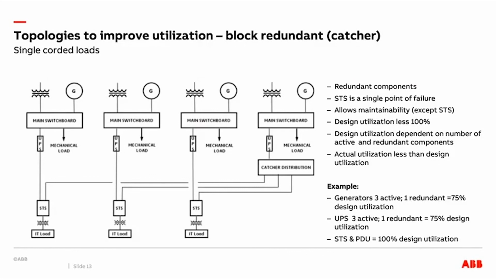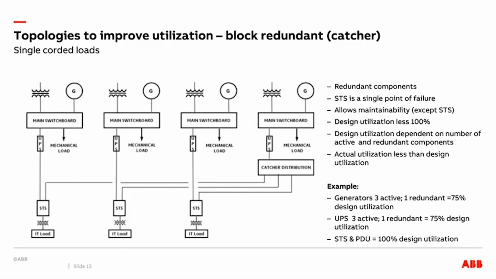This is a typical block redundant or catcher design for single corded loads. In this case, the generators and the UPSs have a maximum design utilization of 75%. We have 3 active systems and 1 catcher system the same size as the actives. The STS and the PDU have a maximum design utilization of 100%. Note that in this case, the STS and PDUs are single points of failure, and the system is not concurrently maintainable because of the STS and PDUs being single points of failure.